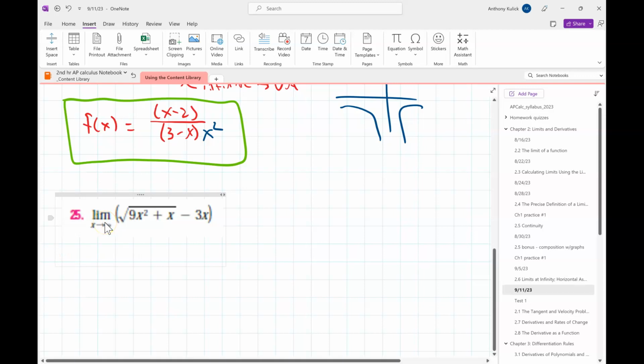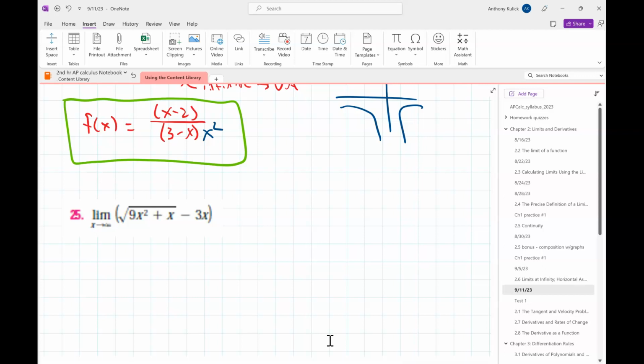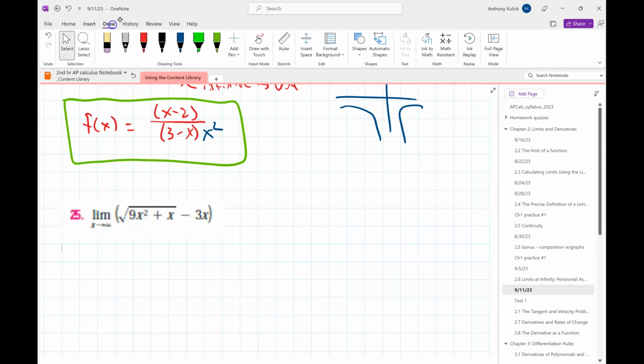So this one here, if we do this naively and pretend we can substitute, we basically get infinity minus infinity, right? That's one of those indeterminate forms. I know I can't proceed from there. That doesn't tell me anything. So ideas of what I should do? Multiply by the conjugate? Yeah, multiplying by the conjugate is exactly what we're going to do.